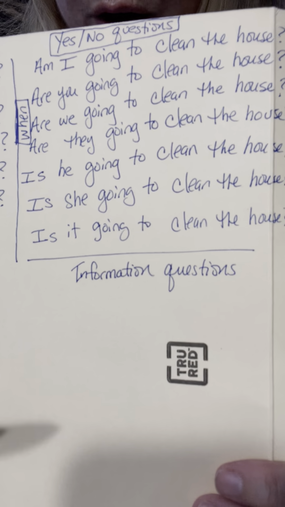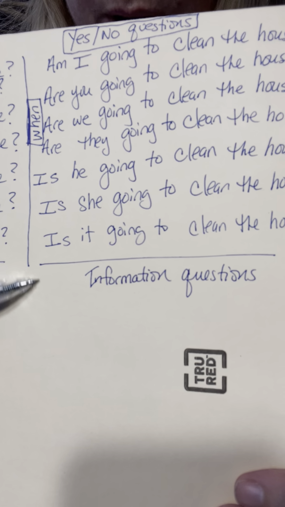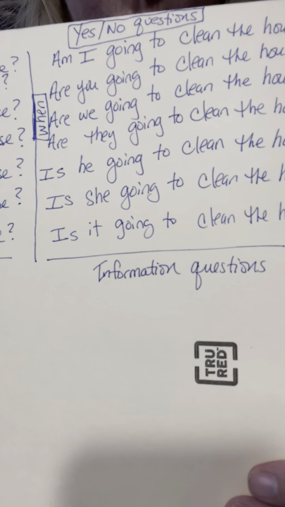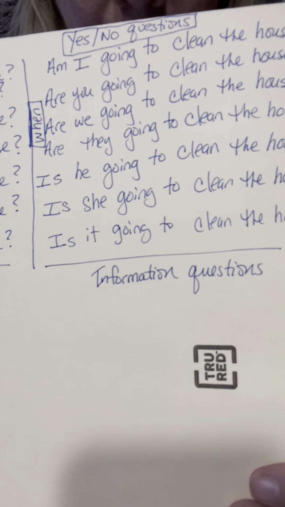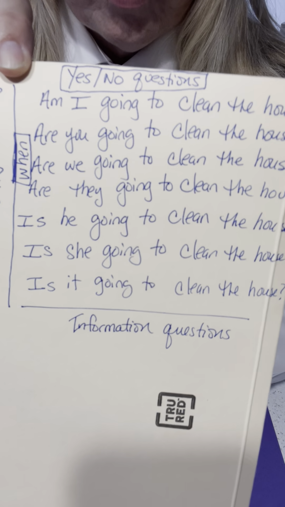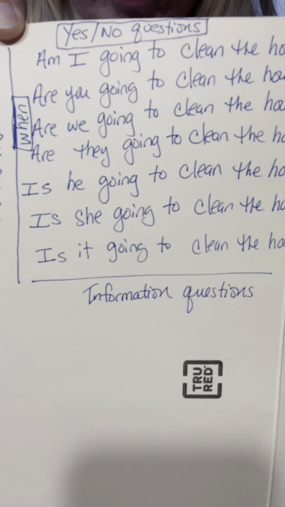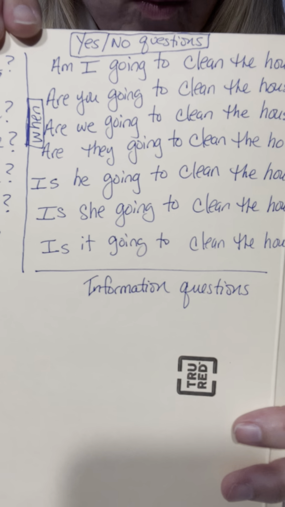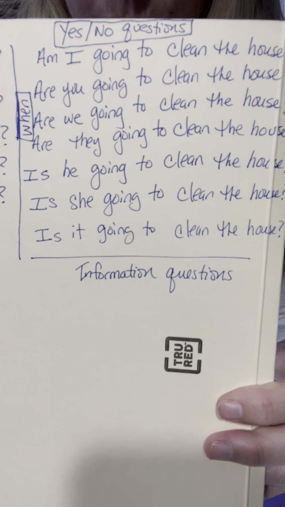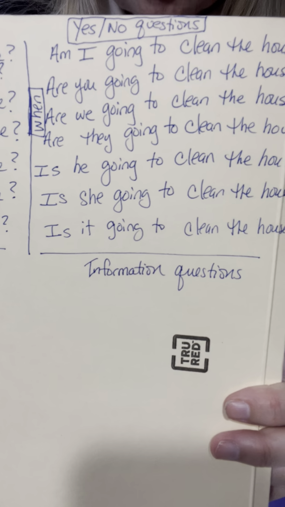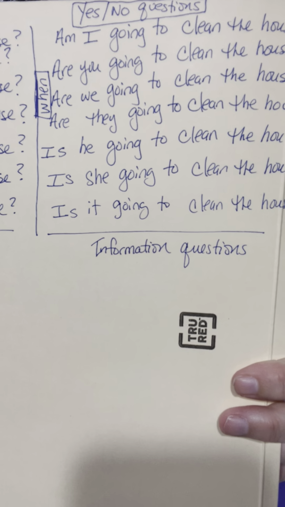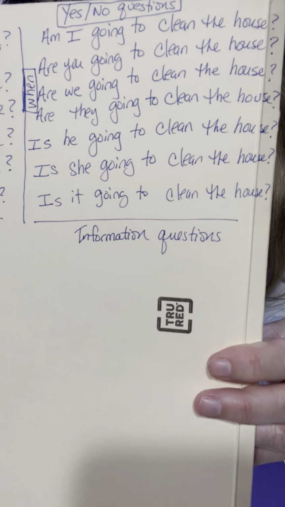And again, when you want to ask an information question, we're going to put the WH word first. So in this case, in front of the verb. So when am I going to clean the house? When are you going to clean the house? When are we going to clean the house? When are they going to clean the house? When is he going to clean the house? When is she going to clean the house? When is it going to clean the house?